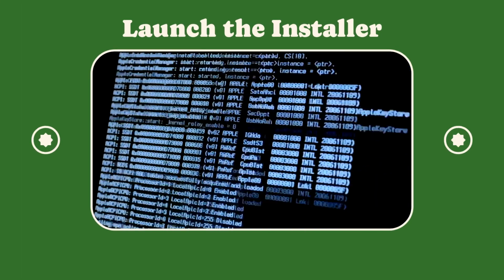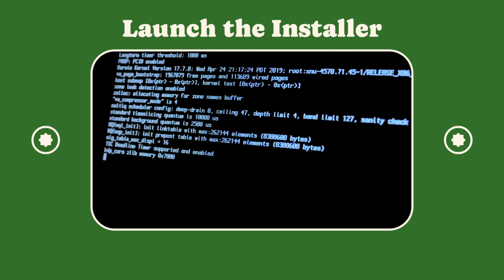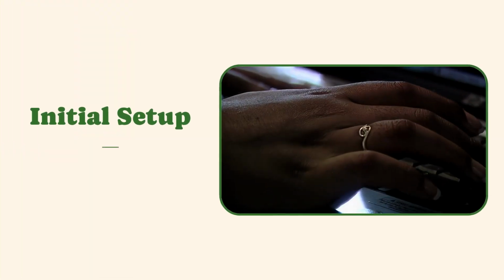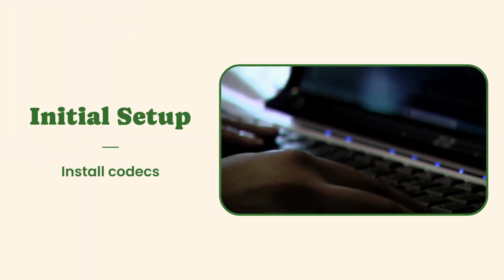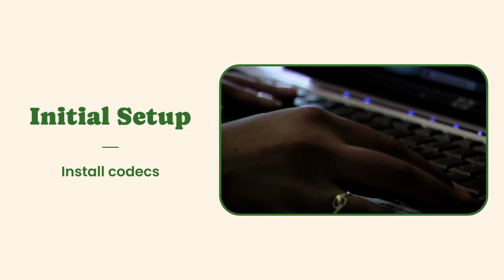Once the Linux Mint desktop appears, double-click the Install Linux Mint disk icon to start the installation process. Select your language and keyboard layout, and crucially, check the box to install multimedia codecs for video and website compatibility.